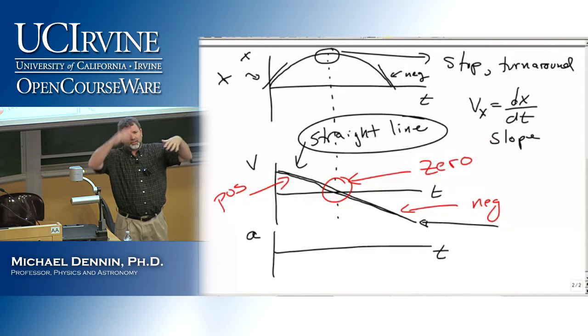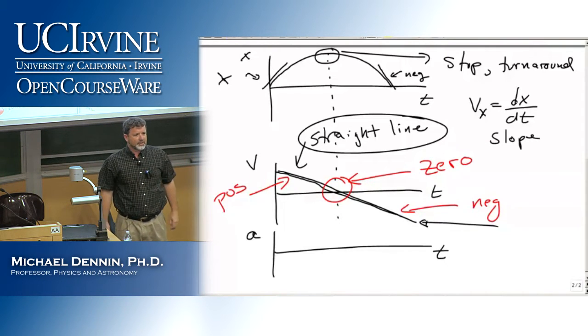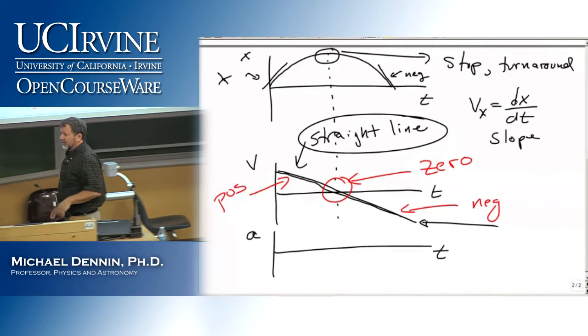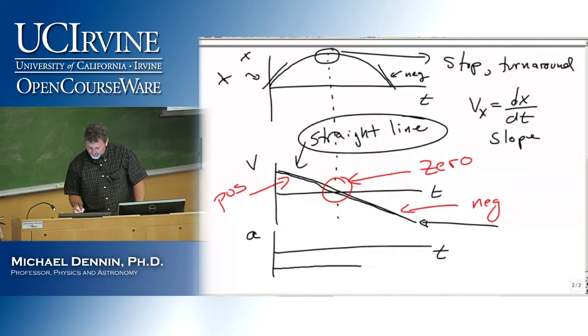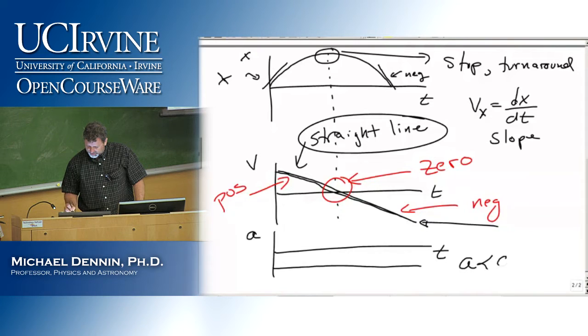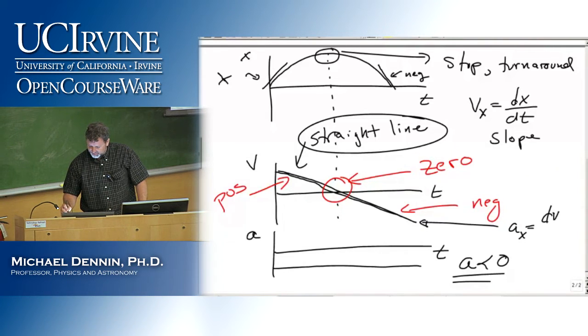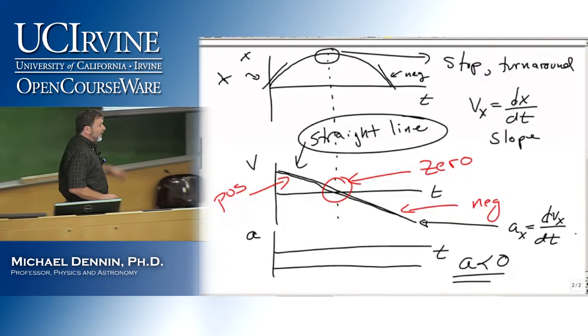Is it a straight line that's going up or down? Is it a curve, or is it a horizontal line? Horizontal line, is it positive or negative? Negative, because the slope is negative. So the acceleration is less than 0. Again, it's the derivative of the velocity, so it's the slope of that line.